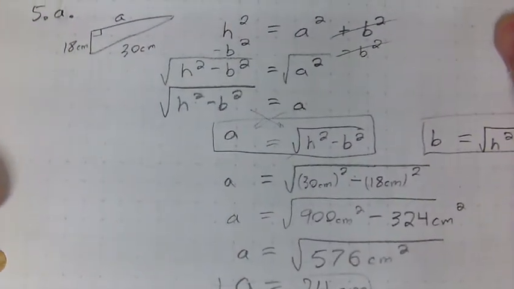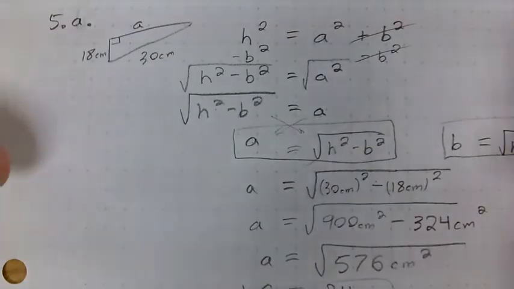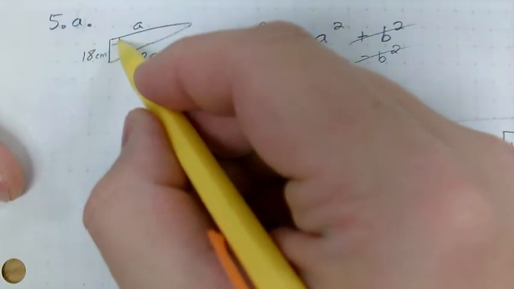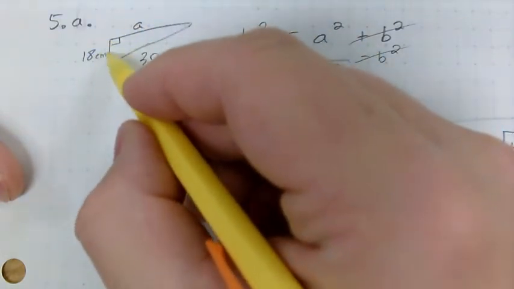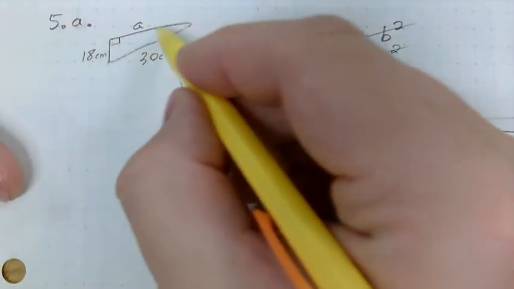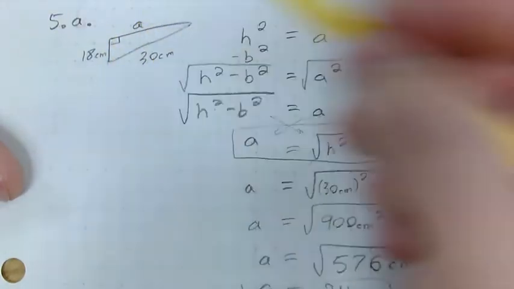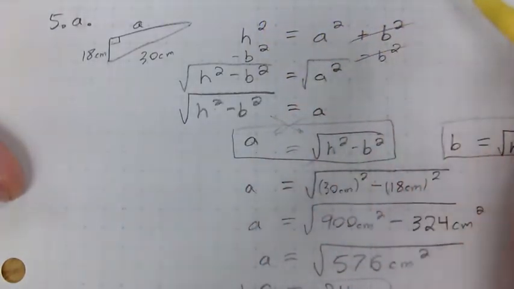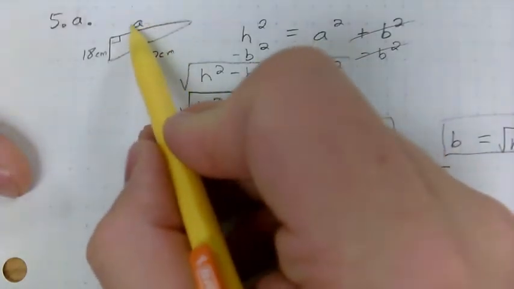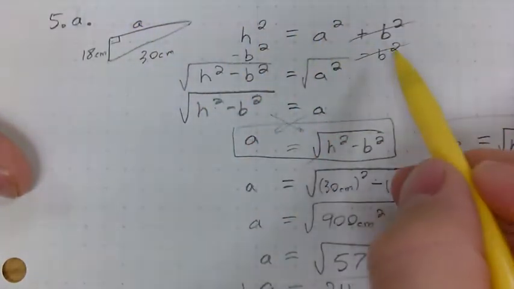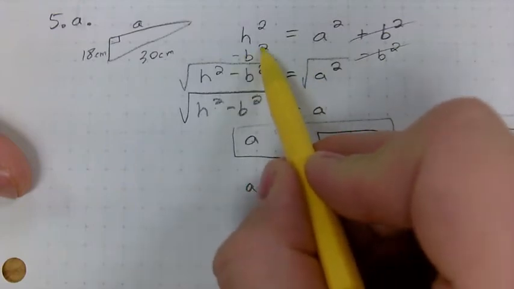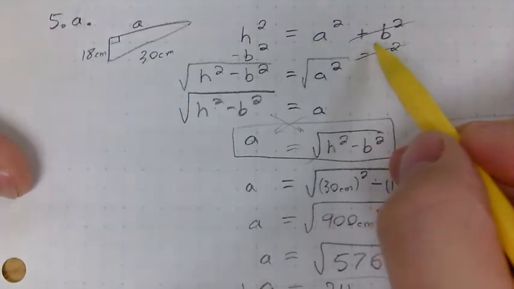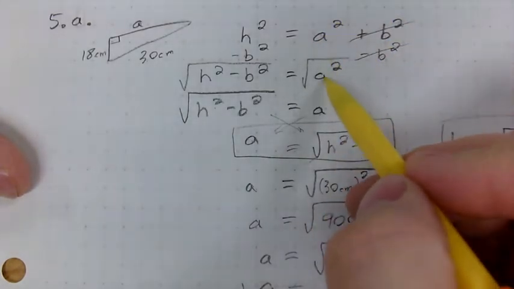5a looks similar to one we've seen, but we're going to rearrange this formula here. So one side's 18, one side's 30, one's a, and we look at the right angle. The two sides that meet at that right angle are the legs, so this has to be one of the legs. So hypotenuse squared is equal to a squared plus b squared. We want to get a by itself, which means we need to get a squared by itself, so we're going to subtract b squared from both sides. These cancel out: b squared subtract b squared is 0, and a squared is still here on this side.